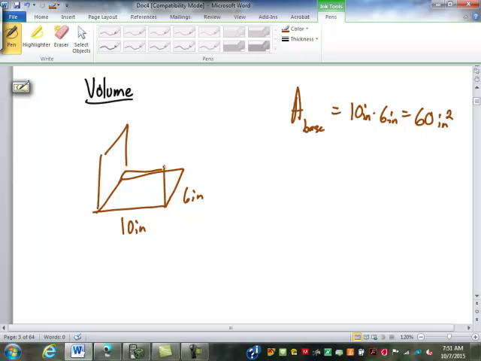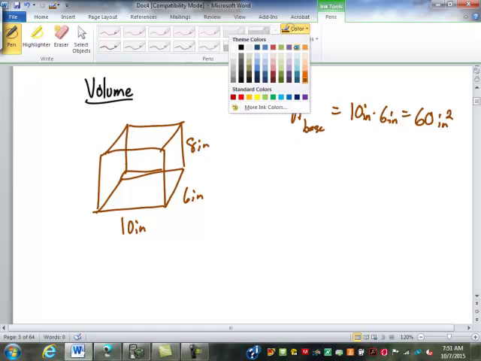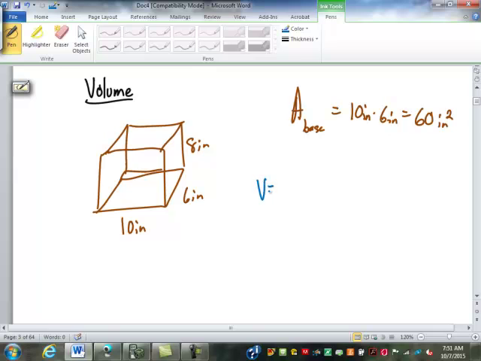Then we move that base through a distance, sometimes called the height, sometimes just a distance, a depth, or whatever. Let's say that is 8 inches here. So the volume was then found by taking the area of that base times that height of 8 inches. So in this case, 480 cubic inches.